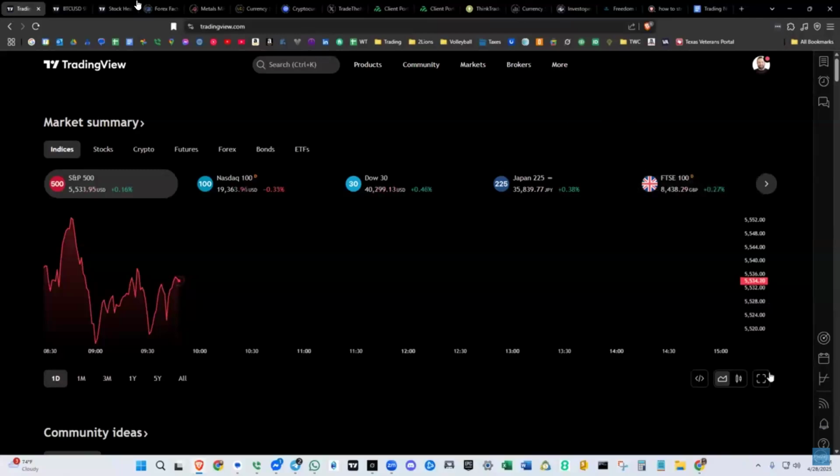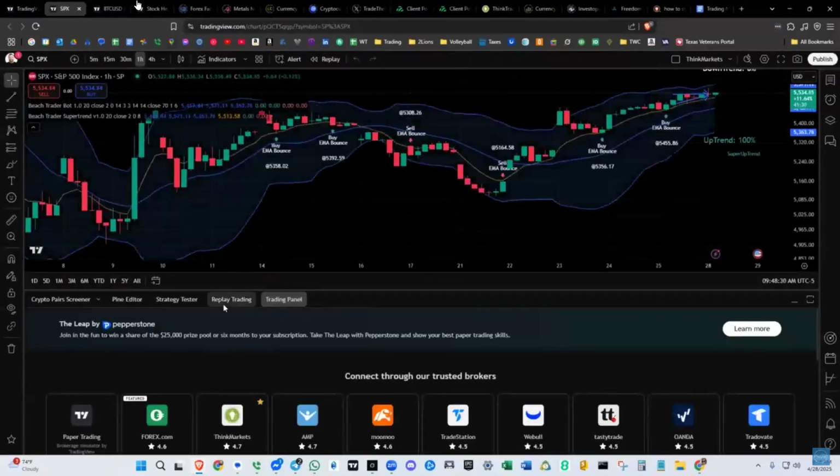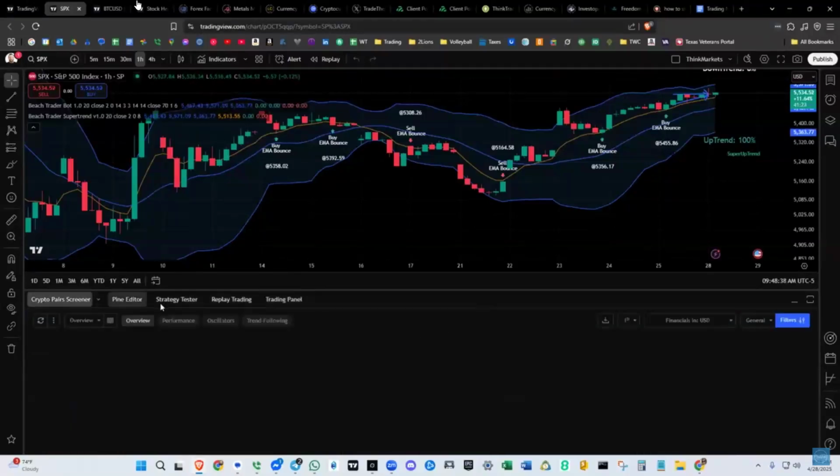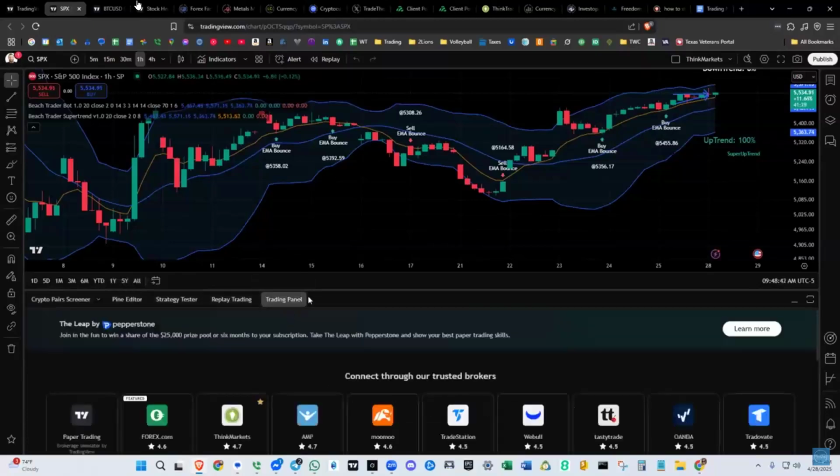Okay, once you've signed up with Think Markets, go to your TradingView account, and then there's a little trading panel here at the bottom. And if you can't find it, you can hit the search button and you can search for it. But it'll be right down here at the bottom where you've got the strategy tester and everything. Go to the trading panel.